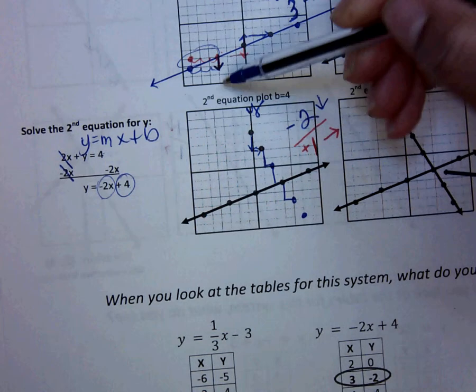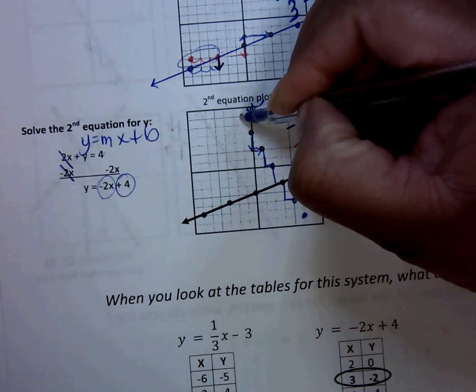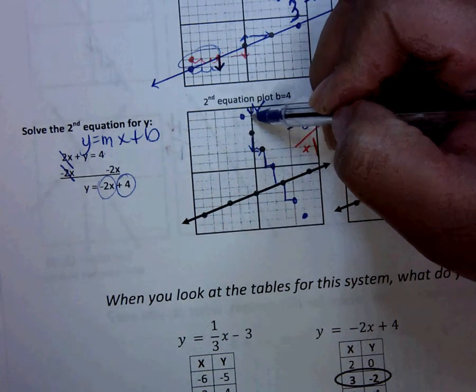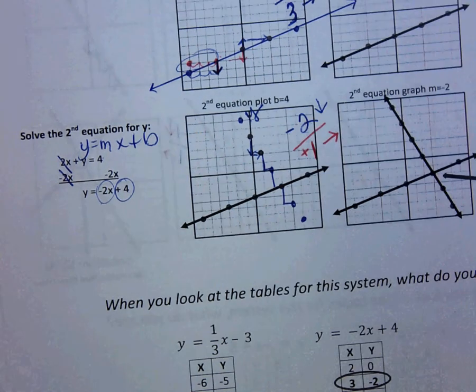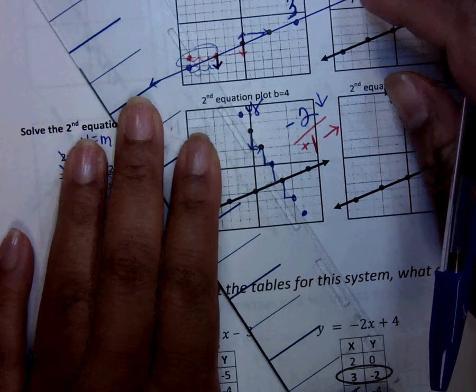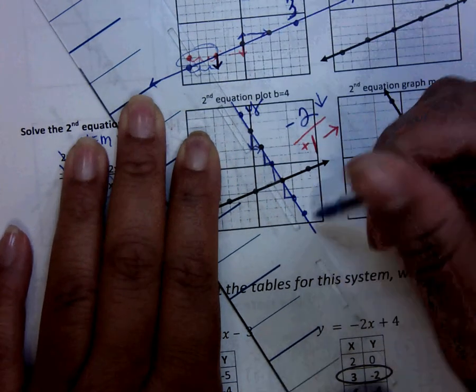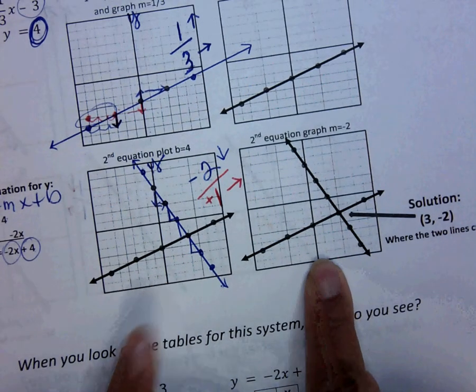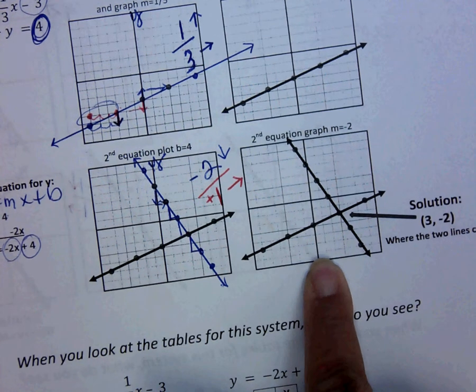We need to go the other way. Up 2 and left 1. We do the opposite. Again, that was up 2, left 1. You use your ruler and you connect. Put your arrows. And what do we see? They look exactly alike.